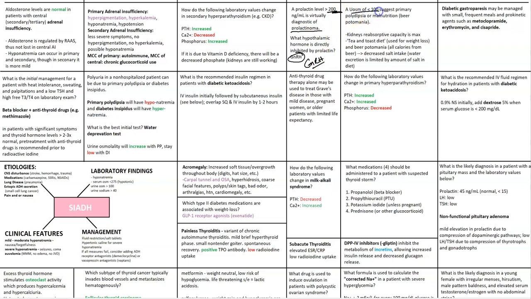Urine osm of less than 100 suggests primary polydipsia or malnutrition, such as beer-potomania. So what happens is that the kidney's reabsorptive capacity is at its max. Sometimes with the tea and toast diet, which is used for weight loss, or beer-potomania, all calories from beer, there's decreased salt intake, or water excretion is limited by the amount of salt in the diet. So you're not getting rid of the water. I would just memorize this. So urine osm less than 100, think of primary polydipsia.